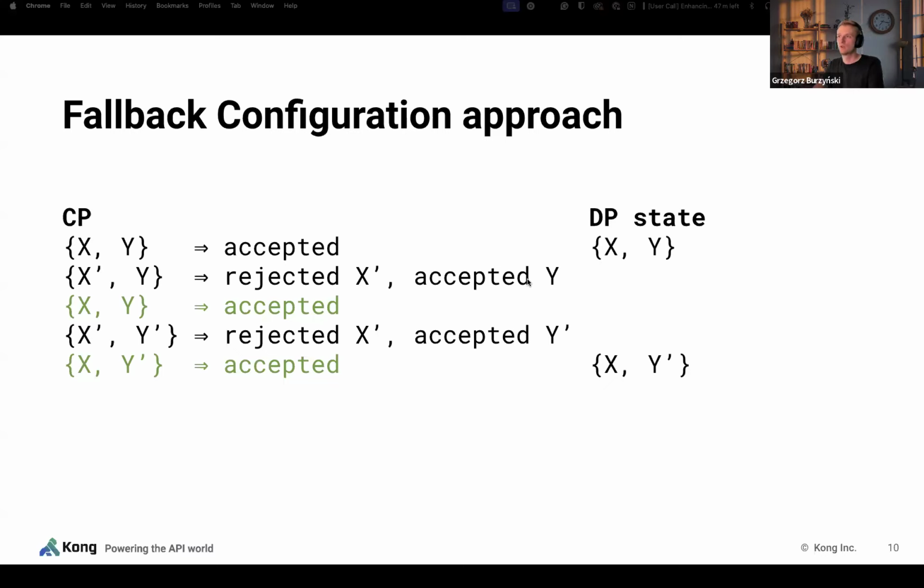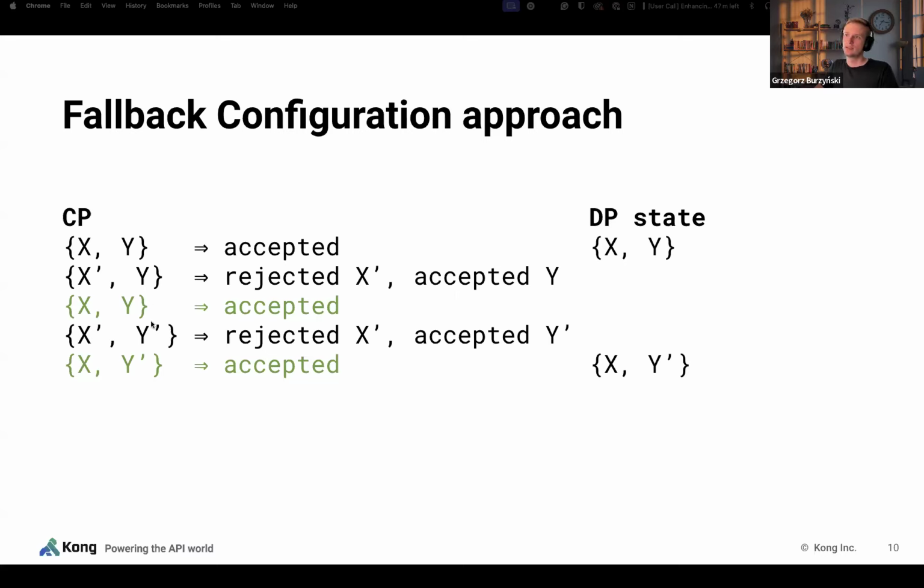In the control plane, we can leverage that information to build a fallback configuration. It has the name of the feature, which is XY, and not X prime, because we are taking the last valid version of the object X and putting that into the fallback configuration. Thanks to that, the configuration is accepted, but we are still in the same state which we were before, which is XY.